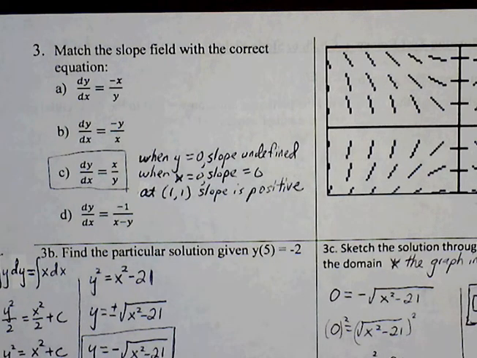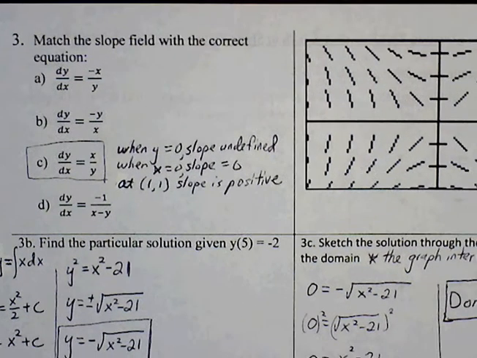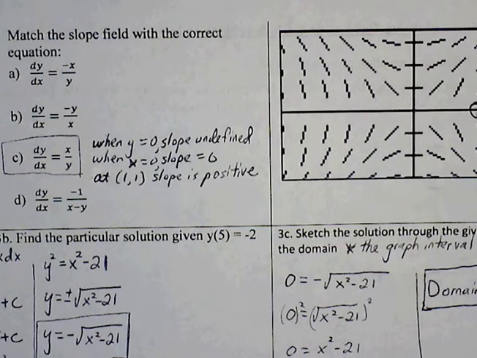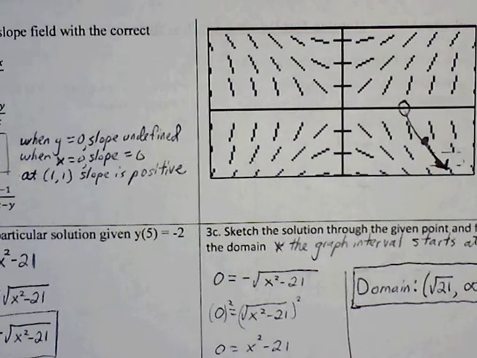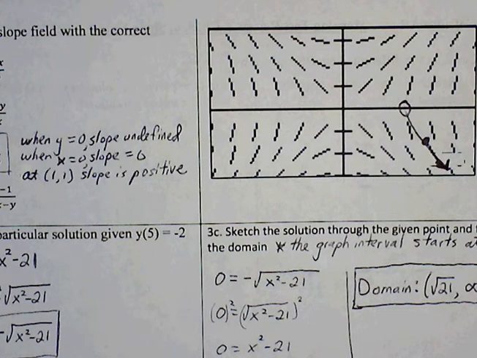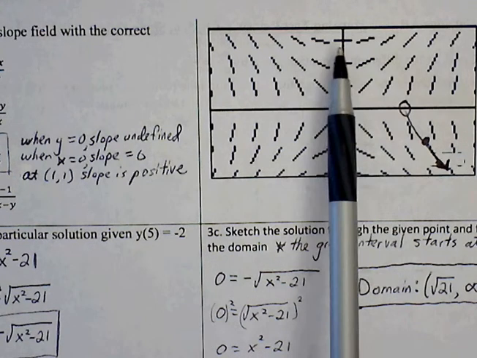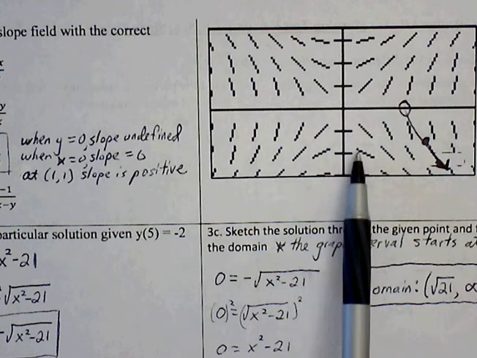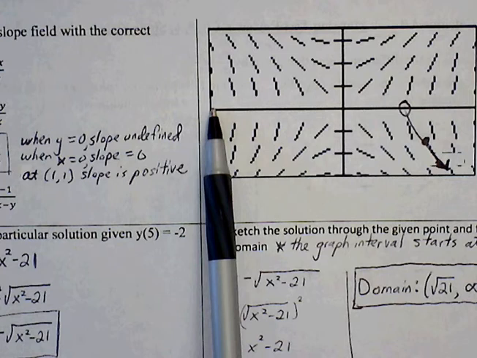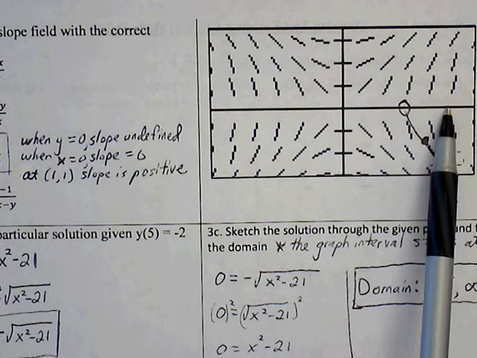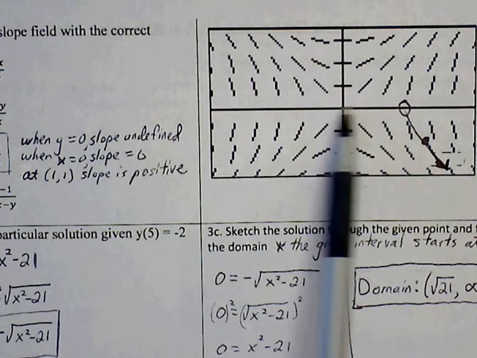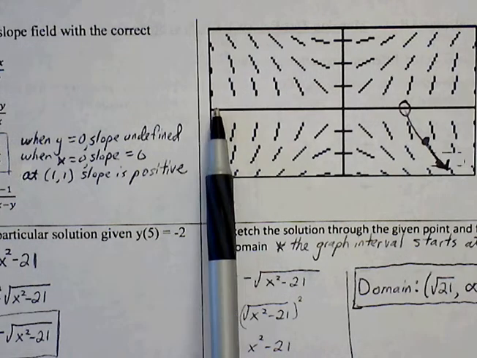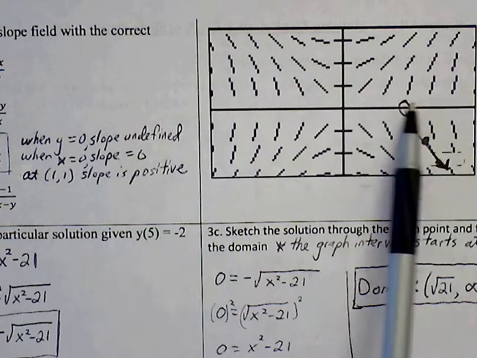Let's continue with the back page of the morning test review from chapters 5 and 6. So number 3, match the slope field with the correct equation. One thing that we see with the slope field is that when x is equal to 0, we're expecting a slope of 0. And when y is equal to 0, either the slope is equal to 0 and it's covered up by the axis, or that slope is not going to exist, right?